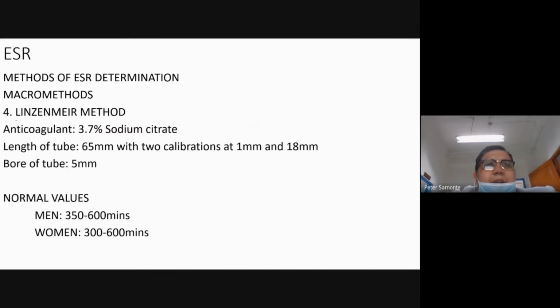And another method would be your Linzenmeier method. So this time it would be using 3.7% sodium citrate. It has a length of tube with 65 millimeters. Meron siyang two calibrations at 1 millimeter and 18 millimeters. So pag sinabi mong two calibrations class, imagine this would be your tube. Sa isang side, there is a 1 millimeter, while the other side would have your 18 millimeters. So pwedeng dito yung 1 mm, then dito yung 18 mm.